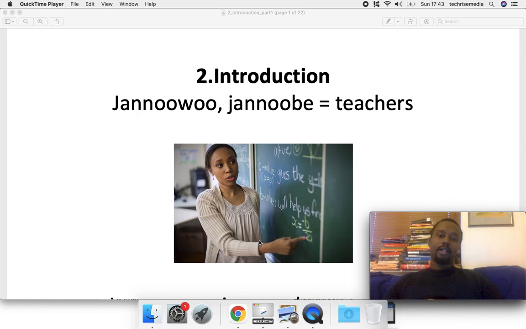The second part of the Pula language. So this is an introduction, right? We're going through some of the introduction of the language.